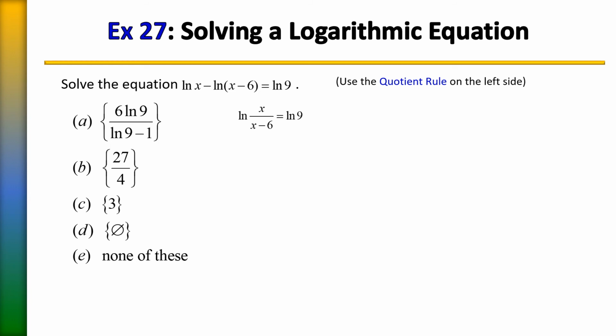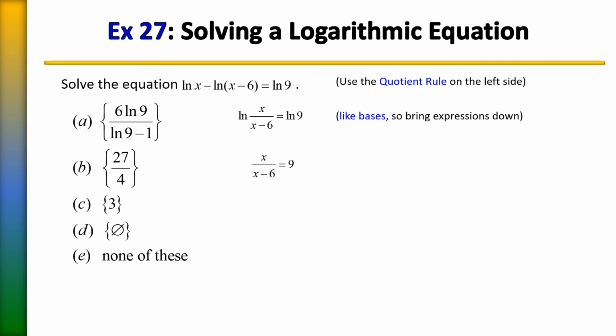And now we can use the equivalence property, which states that when the bases are the same, and it is the natural log here, the base is the same, we're going to bring the expression down: x over x minus 6 equals 9. To solve for x here, we can cross multiply. On the right side, we can write 9 as a fraction, 9 over 1. And then once you do so, just simply cross multiply each side.